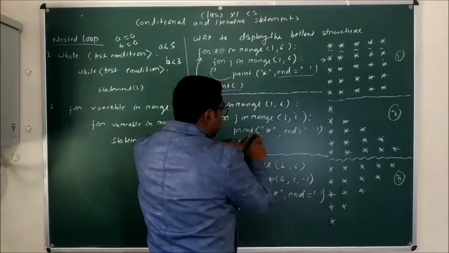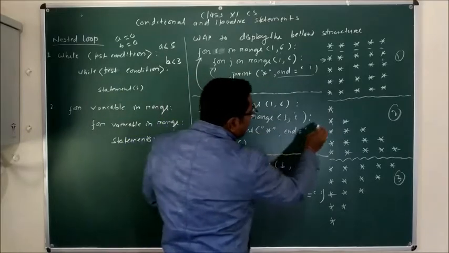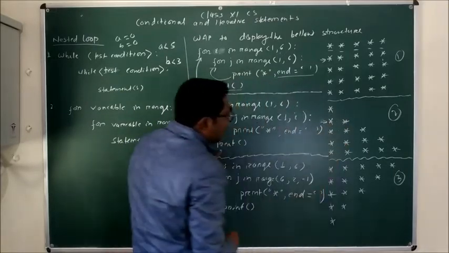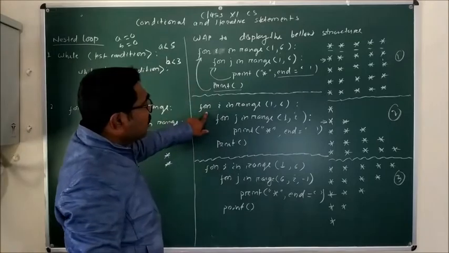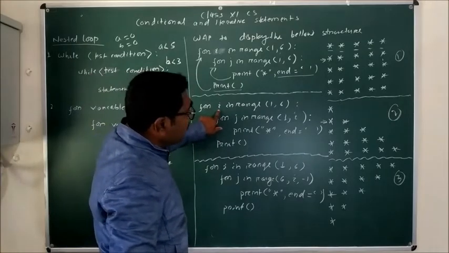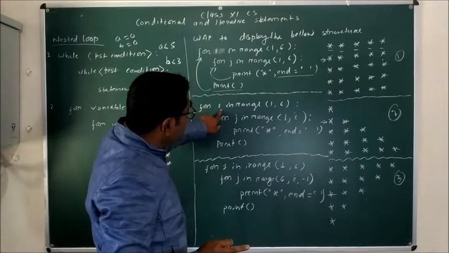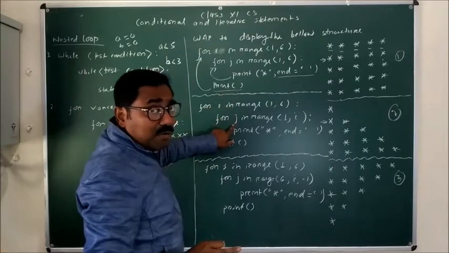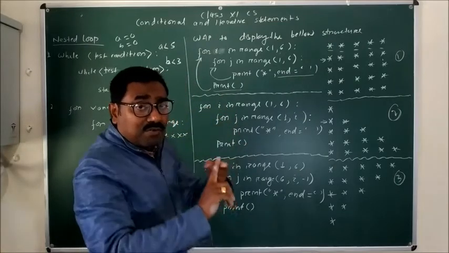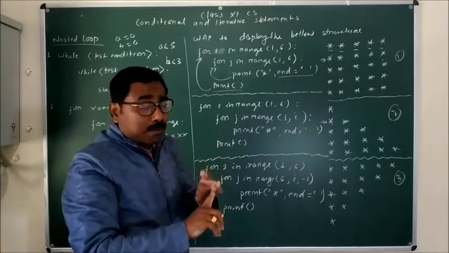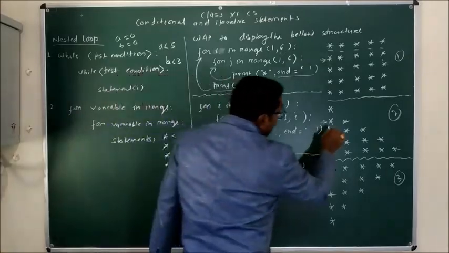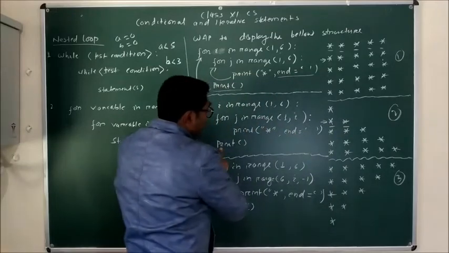Then this loop has finished, so the print statement appears and the control comes to the second row. Again it will return to I. Now the value of I has become 2. J will again start from 1 and it will execute 2 times, one for 1 and another for 2. Now 2 asterisks are displayed. Then it will come to the third line.